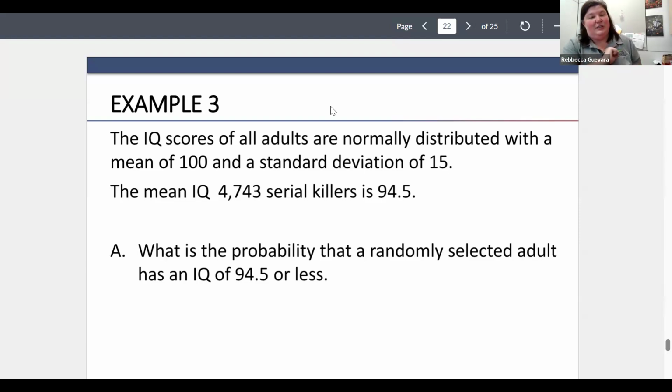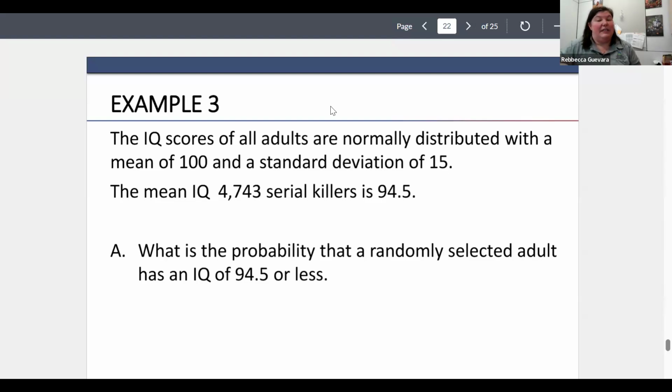I looked this up the other day: the mean IQ of serial killers. We took 4,743 serial killers and gave them IQ scores. We usually use serial killers because they're a group of people that we've actually assessed over and over again, so we have a lot of good IQ information about them. But we found, despite the common belief that they tend to be higher in IQ, that their average IQ is actually 94.5.